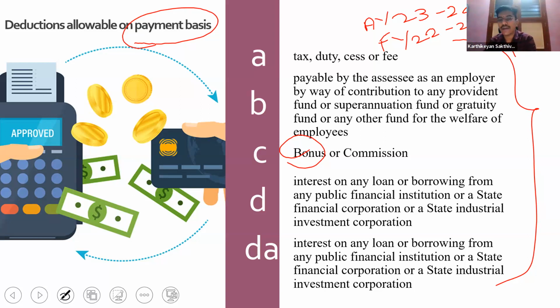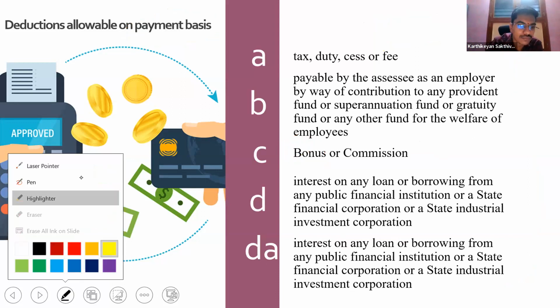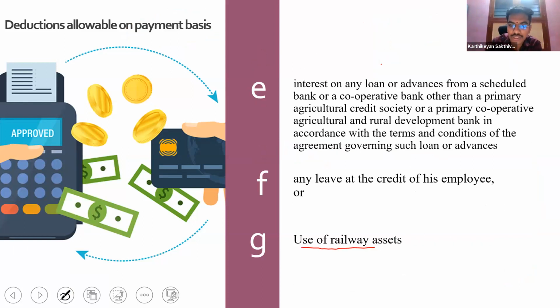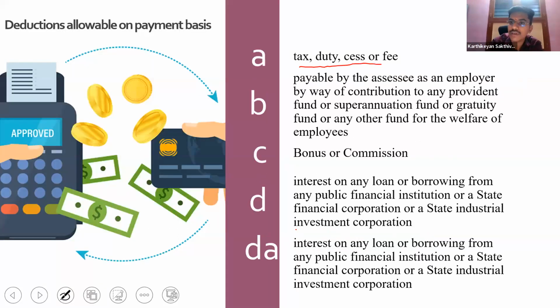It will be disallowed in the current year and can be claimed in the further years. Okay, so how to remember this? Tax, duty, cess or fee, use of railway assets. This is in relation to government. Okay, so two in relation to government.